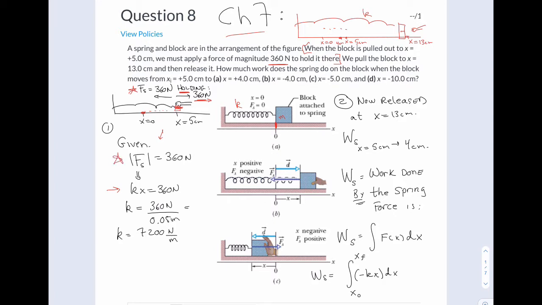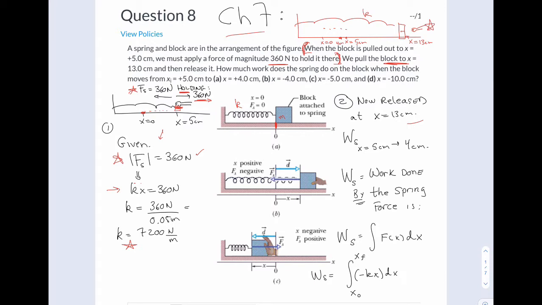So the spring force is 360 newtons. In magnitude, spring force is kx. Solve this for k. Essentially this section, that to there, gives me enough information to find the spring constant. Okay, so now we have the spring constant. Now it says you pull it out to 13 centimeters, so you bring it out here to 13 centimeters.